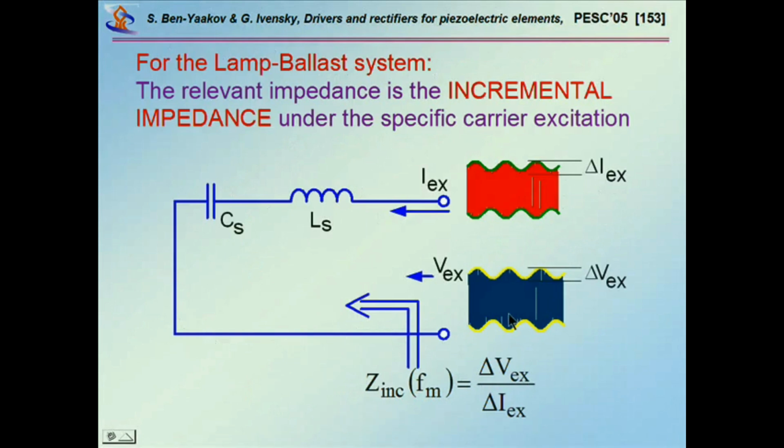Now, how does an incremental impedance look? We're asking the following question. There is a carrier, there is a modulation on it, say of a current, and of course you will see a modulation on the voltage. And I am interested in this ratio between this voltage and this current. This is the incremental impedance of this network.